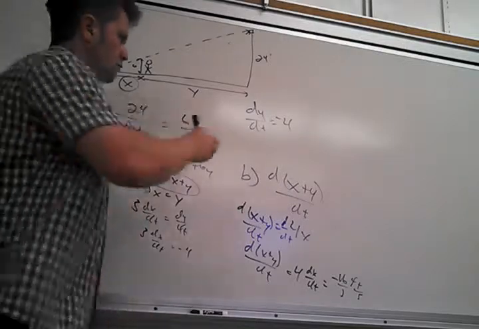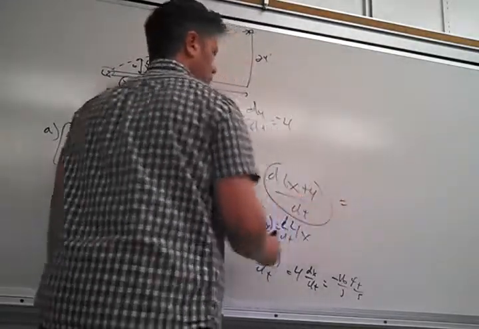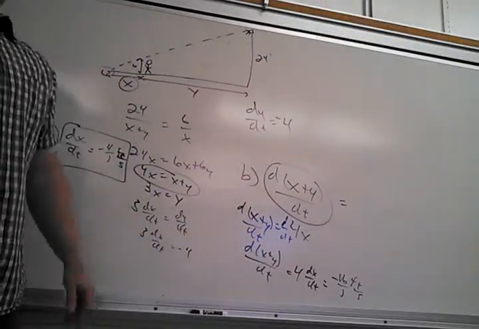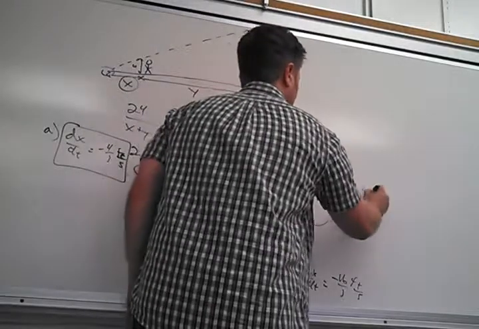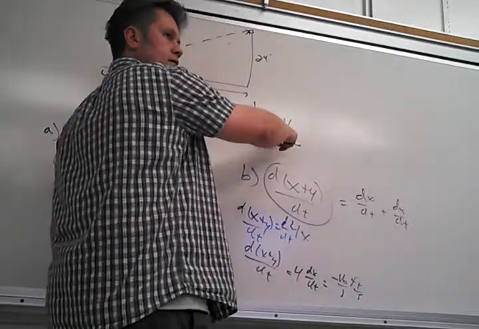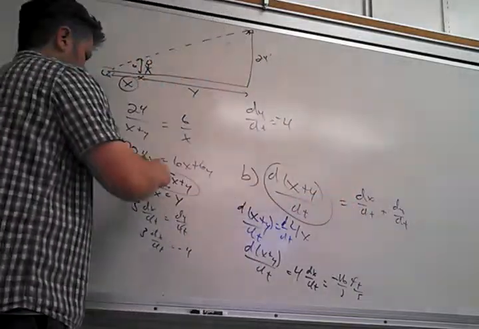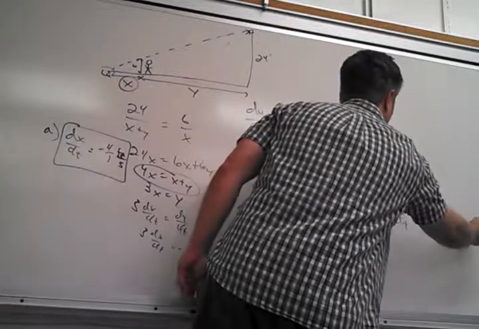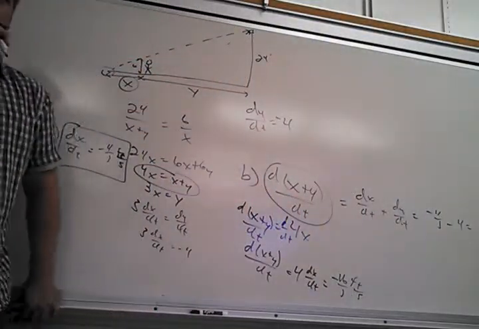What's the derivative of a sum? dx/dt plus dy/dt. Yes. What's dy/dt? 4. And what's dx/dt? So it should be negative 4 thirds minus 4, which is negative 16 thirds. Right? That's a little bit quicker way to do it. Thankfully, both ways come out the same answer. Who cares?